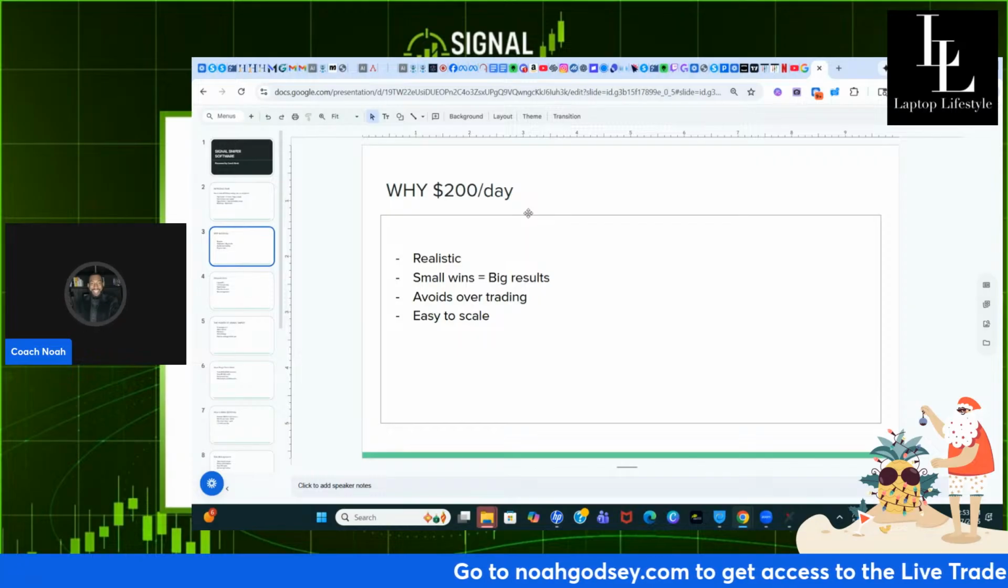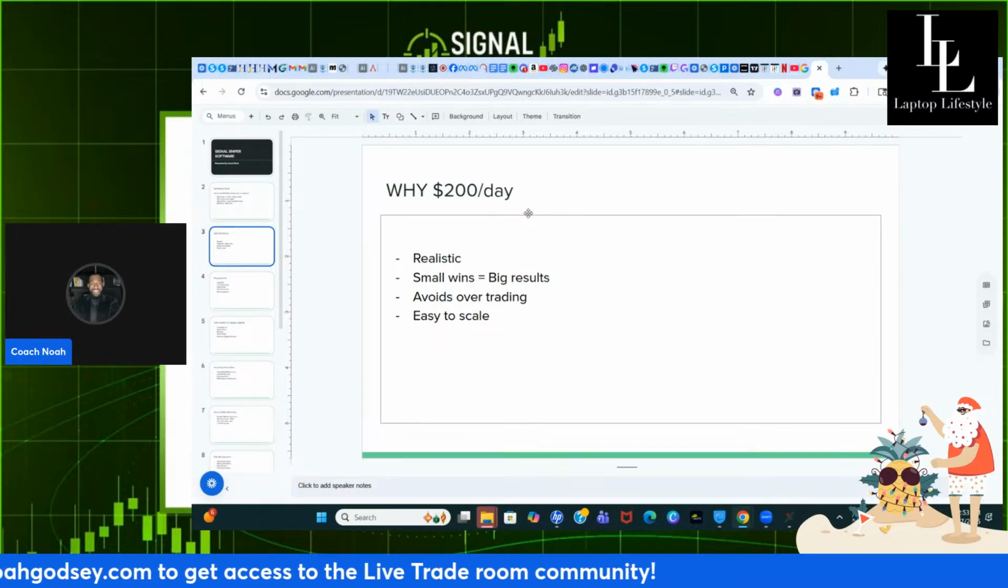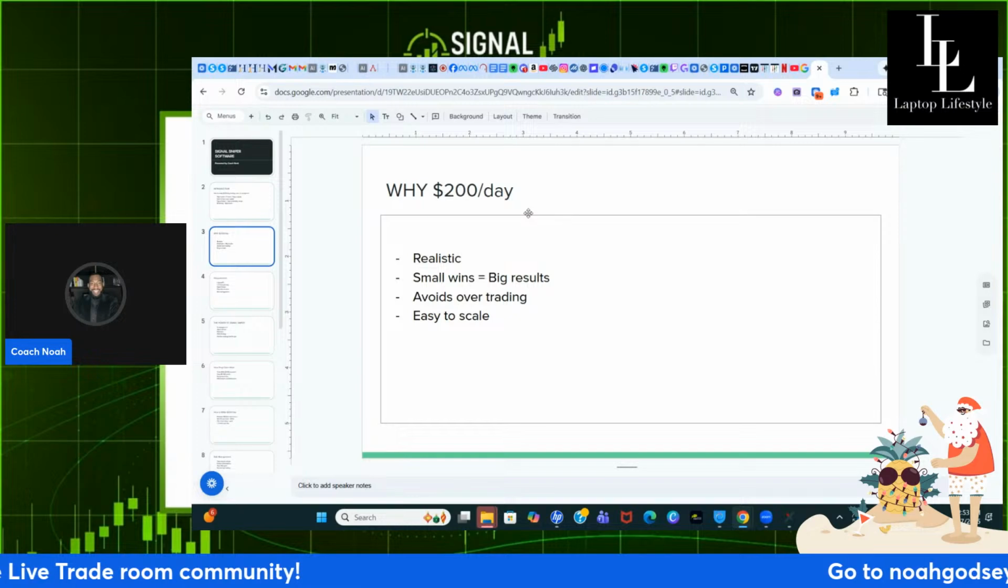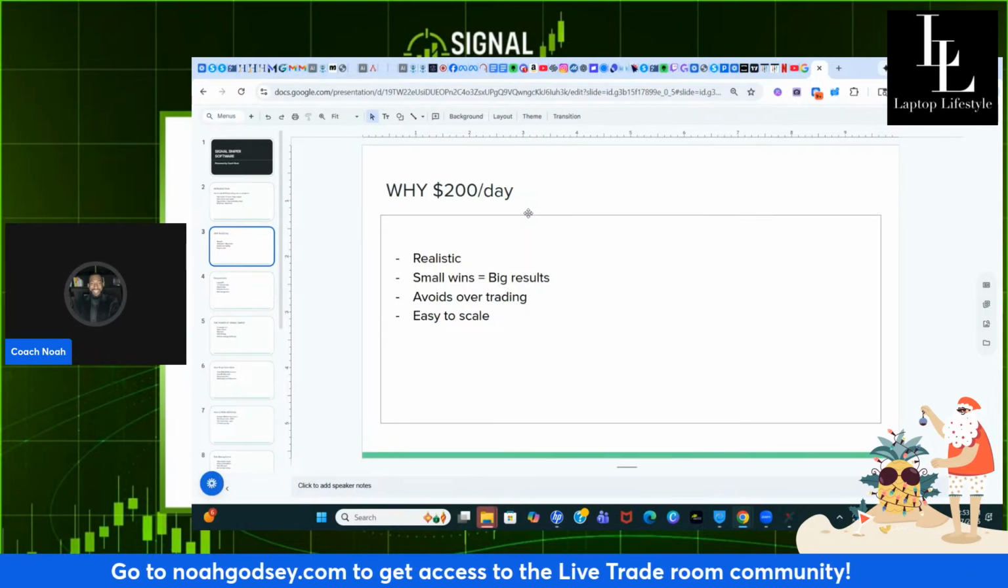Also, $200 is easy to scale. Once you're doing $200 per day, $1,000 per week, now we can start to add on accounts. You can add on another $50,000 account, and now you're making $400 per day. Once you add on 5 accounts, now you're making $1,000 per day.